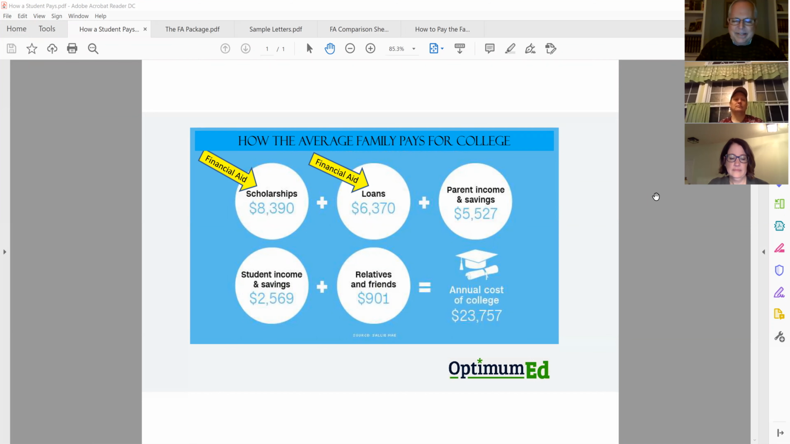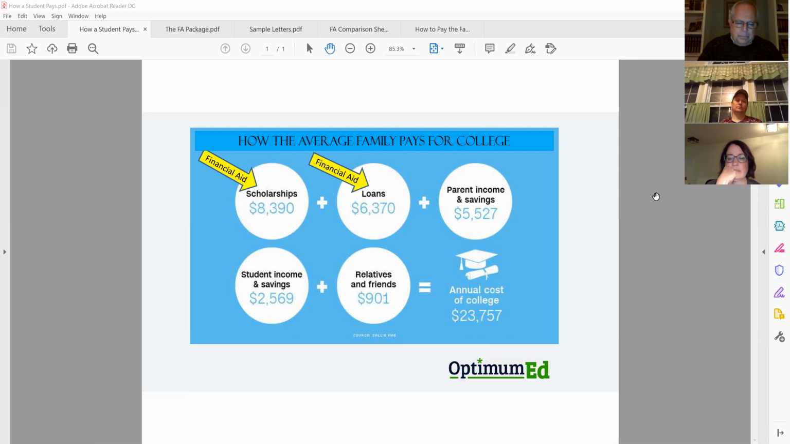Our topic tonight is talking about how to read, understand, and interpret the financial aid offers that the student receives after they've been accepted. So you're not going to get any indication of financial aid until and if the student is accepted to that school. Okay, so you get accepted and then you get the offer of aid.